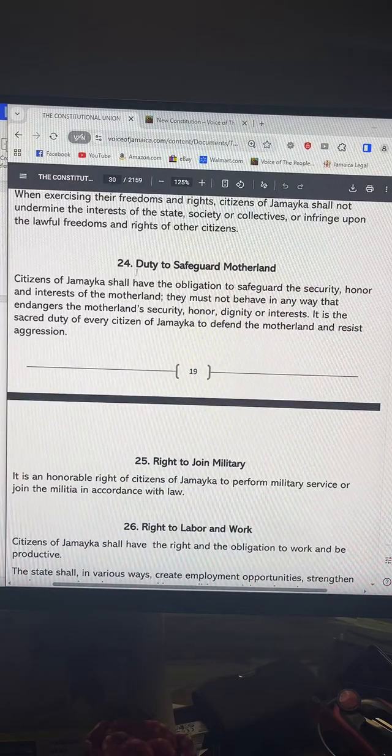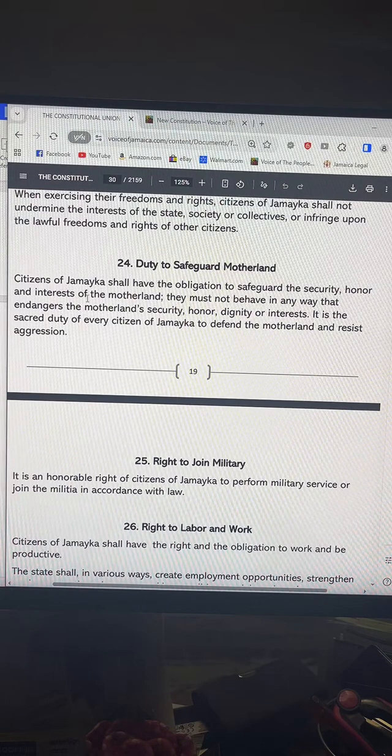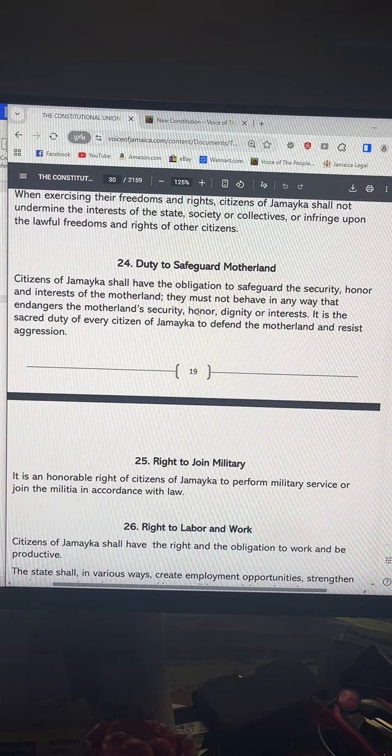All right, 24. Duty to safeguard motherland. Citizens of Jamaica shall have the obligation to safeguard the security, honor, and interest of the motherland. They must not behave in any way that endangers the motherland's security, honor, dignity, or interest. It is the sacred duty of every citizen of Jamaica to defend the motherland and resist aggression.